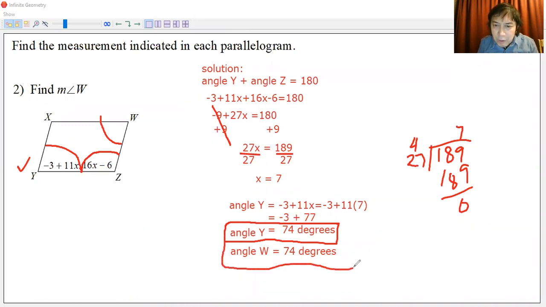Let me enclose it. And then let us verify it. Is it 74? Yes. The computer shows the answer over here, and that means angle W is 74. I can make it blink. It's 74 degrees. So that was number 2, let's proceed to number 3.